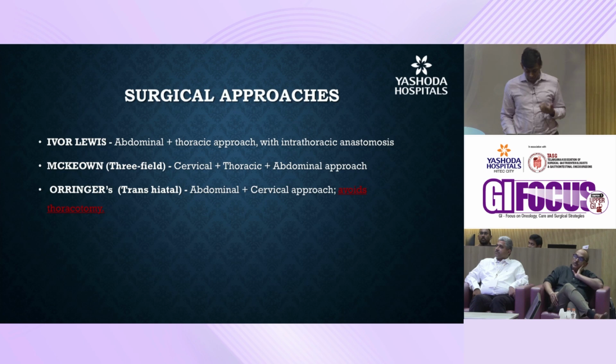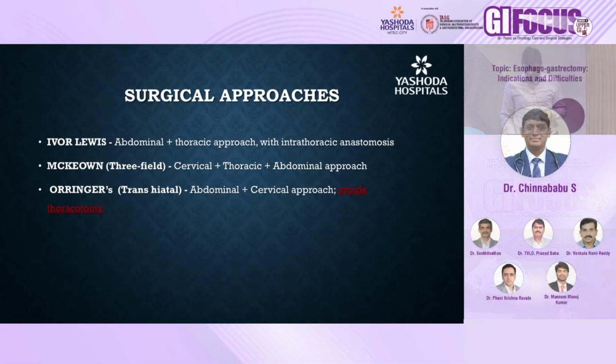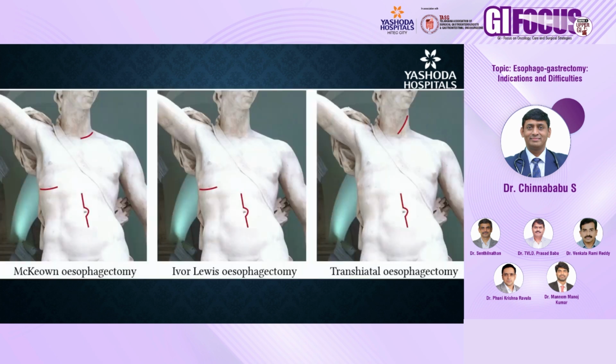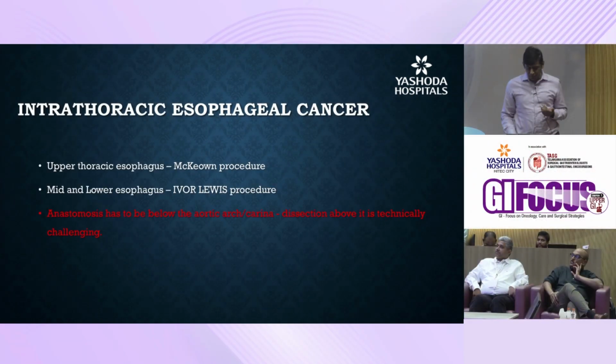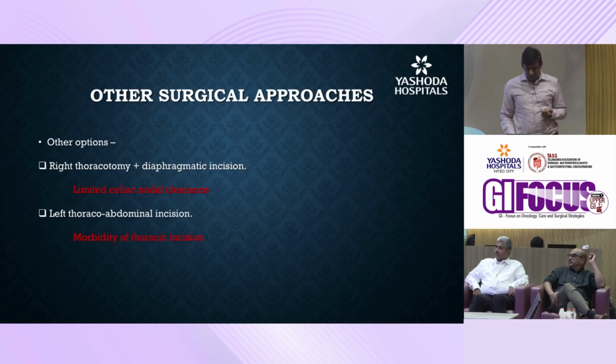three-field esophagectomy involves a cervical anastomosis, with lymphadenectomy of the thoracic, abdominal and cervical parts. The Orringer, again, has had a lot of discussion so I won't talk much about it, but definitely in some select cases there is a role for transhiatal esophagectomy as well. This is a pictorial representation of these three procedures. For the upper thoracic esophagus, we would definitely choose the McKeown procedure. For mid as well, I will go for McKeown, but Ivor-Lewis is meant especially for lower and Siewert 1 and 2.